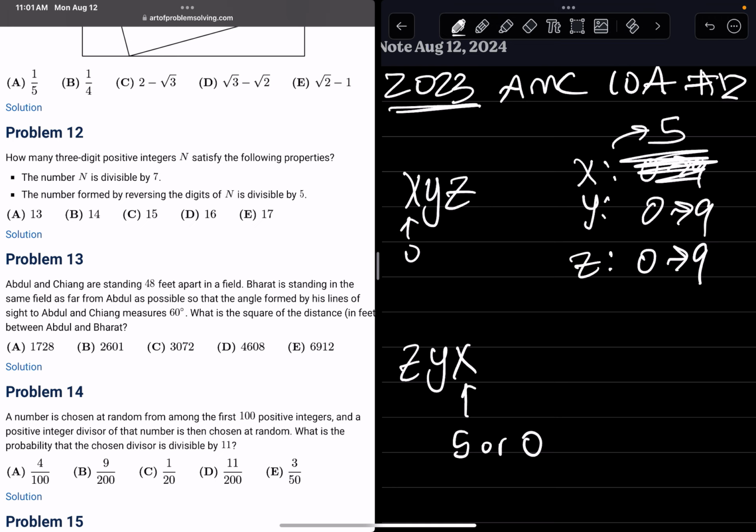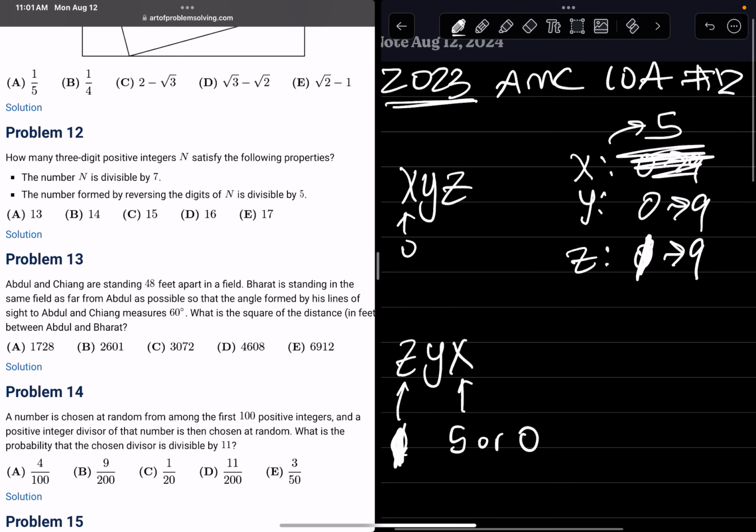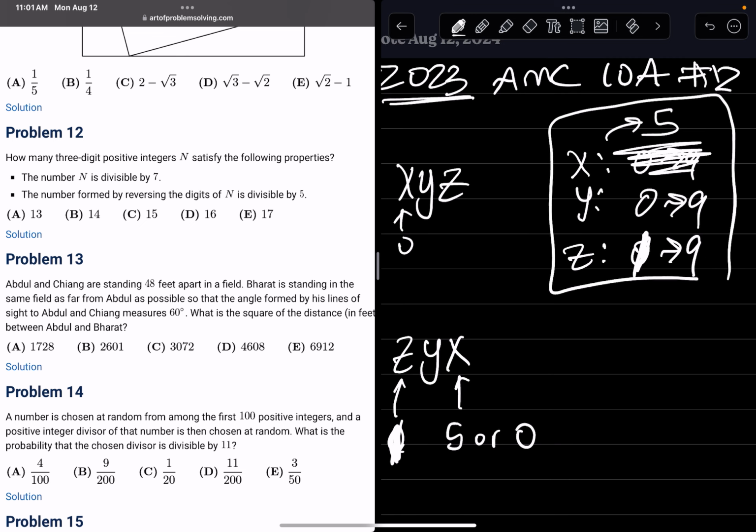Now let's see y. y could be any digit from 0 to 9, so we keep it that way. But we see that z here can't be 0. If it starts with 0, this won't be a three-digit integer anymore. So z has to start with 1. So z goes from digits 1 to 9. Now with these conditions satisfied, we could solve our question.